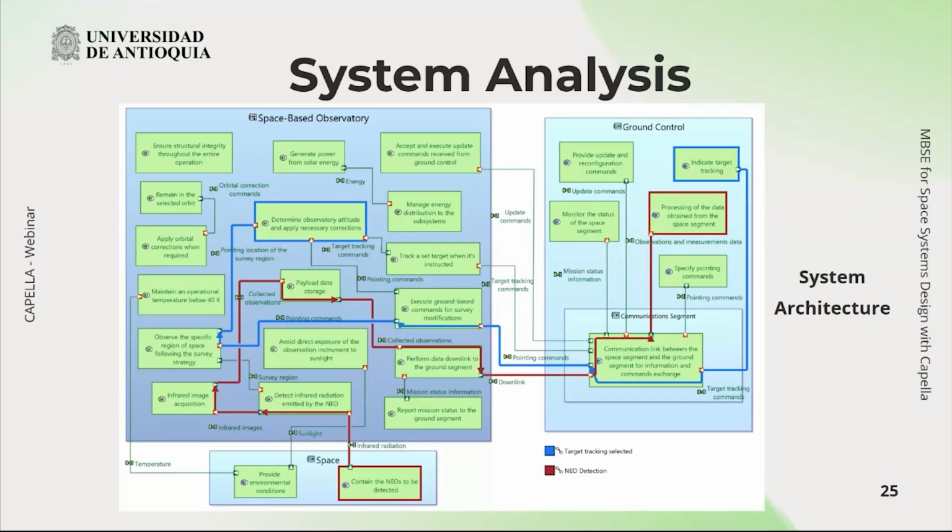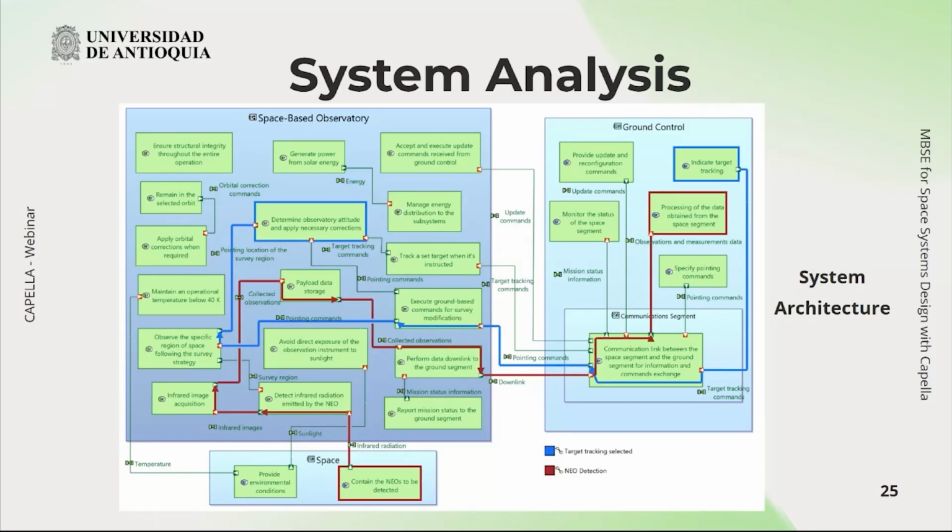We start to analyze the different functions that it must have to achieve all the goals, with all the functions related. As you can see, there is always present the NEO detection functional chain and the target tracking selected. And we start to analyze different interactions, in this case at a function level.